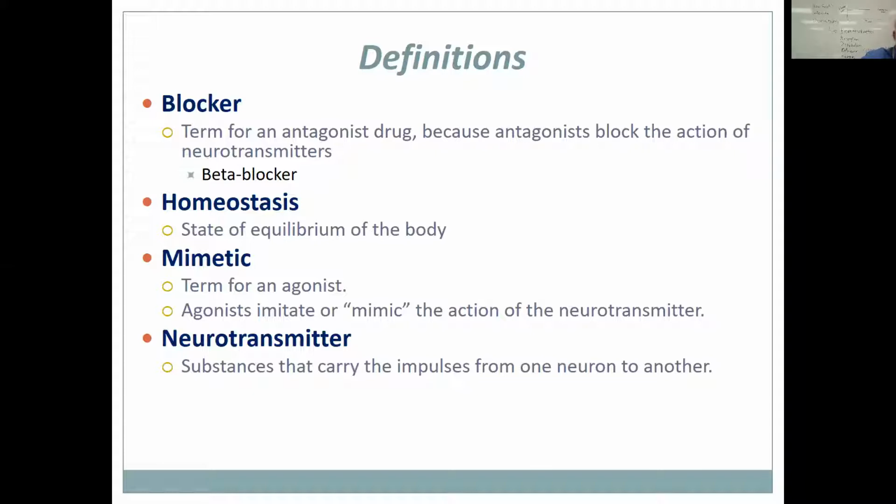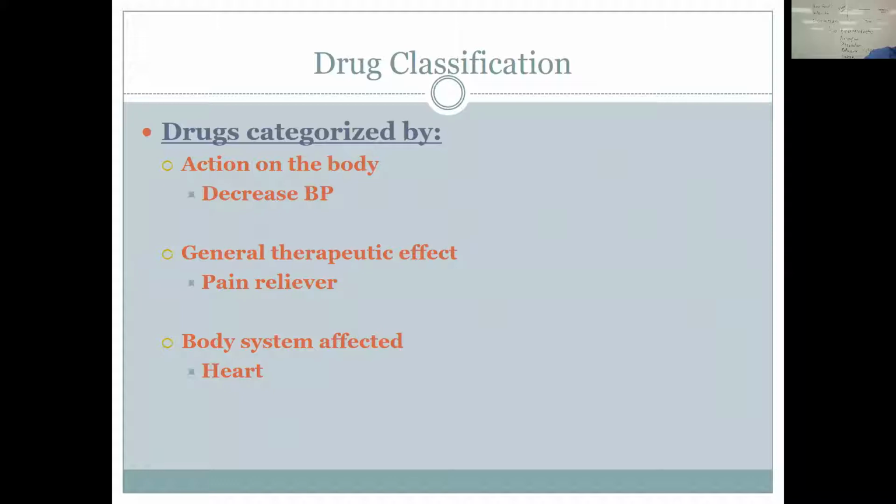Neurotransmitters are molecules that are released from the end of one neuron and cross a gap chemically to attach to the next neuron and activate that. That's the basis of neurotransmission. So those kinds of terms are used.